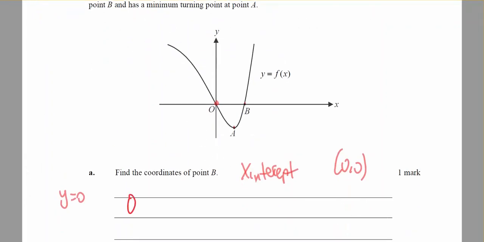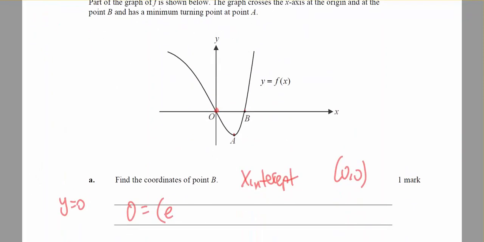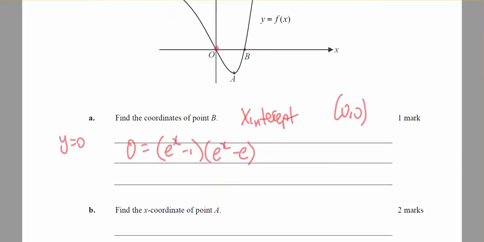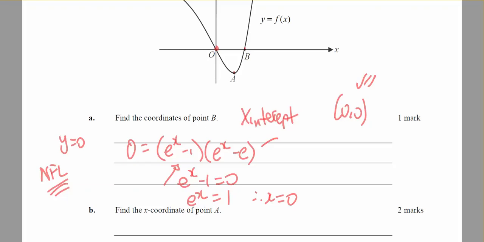So I've got 0 equals (e^x − 1)(e^x − e). Okay, this has already been factorised for me, and it's been set equal to 0, so I can use the null factor law. Either e^x − 1 equals 0, e^x equals 1, therefore x must be 0, or e^x − e equals 0, which means e^x equals e, and if I'm equating powers, the value of x that gives me e has to be x equals 1, so that coordinate must be (1, 0).